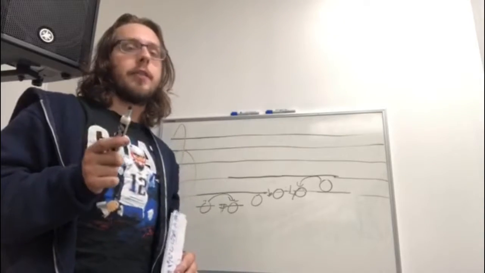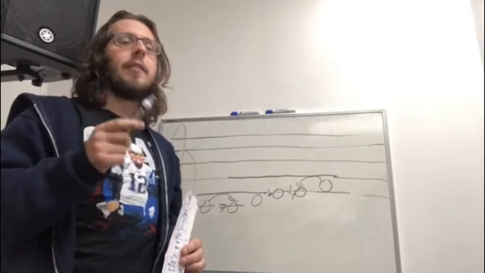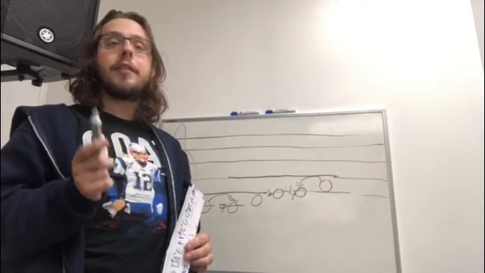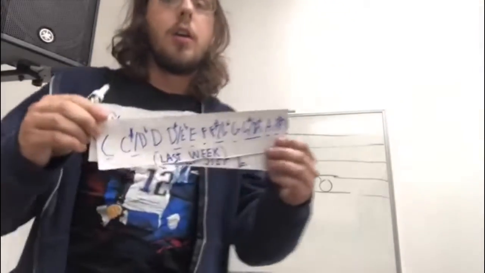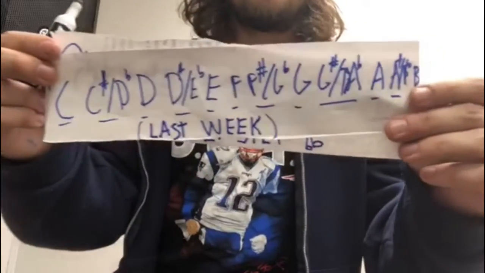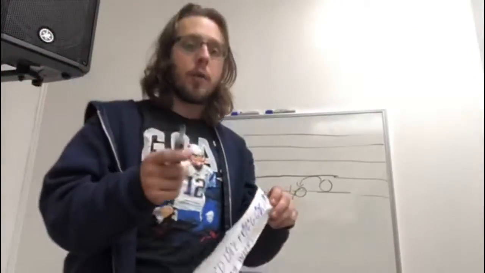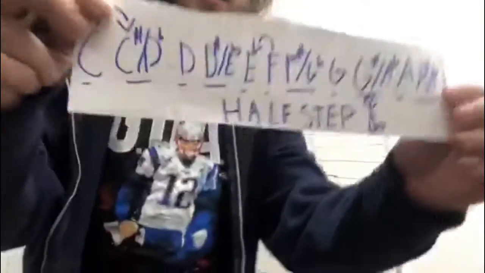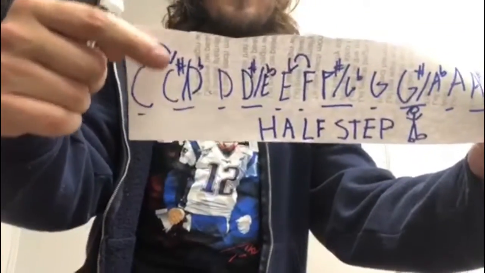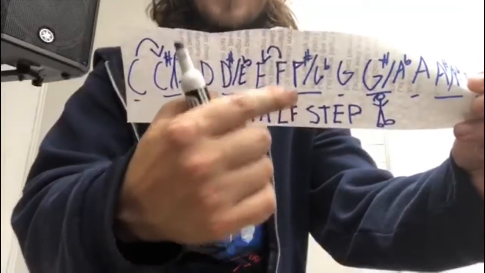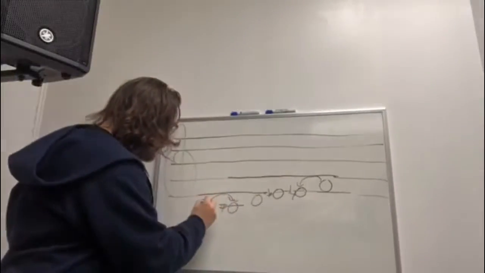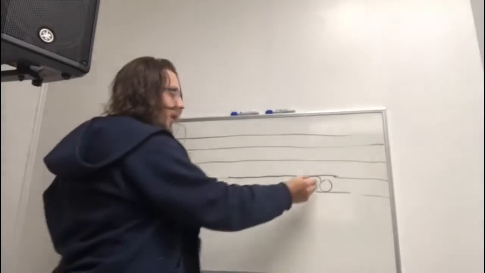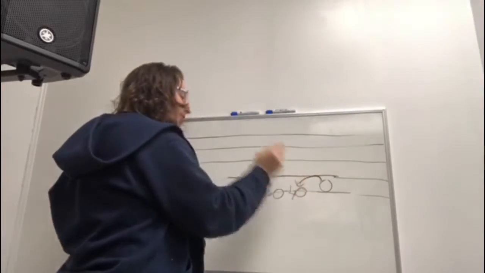Intervals are measured in half steps. Now, what are half steps? Half steps are going up or down the chromatic scale by one note. Last week we reviewed the chromatic scale. I'll leave a link in the bio if you want to watch that. A half step would be moving up from C to C sharp, or down from F to E.